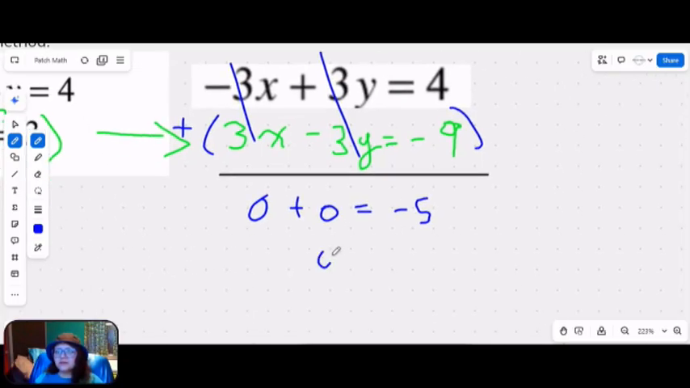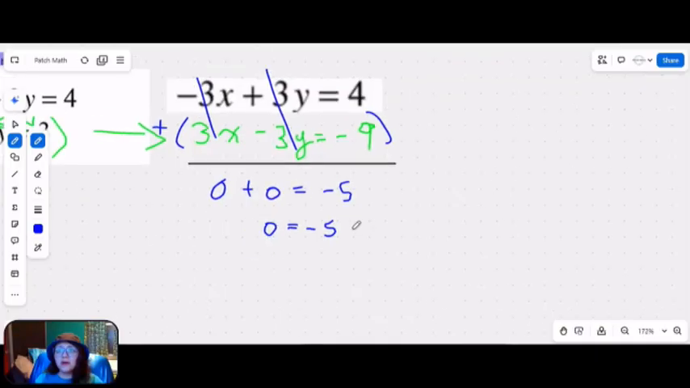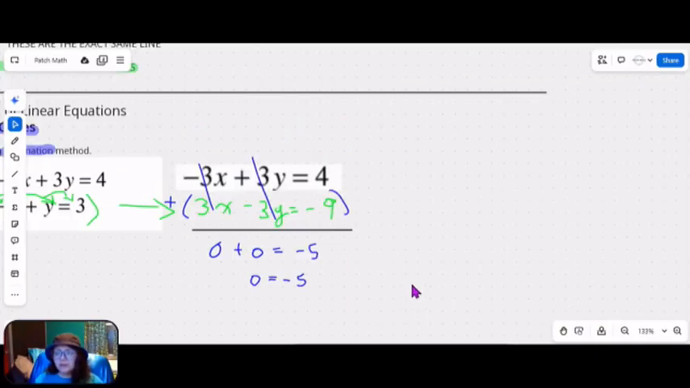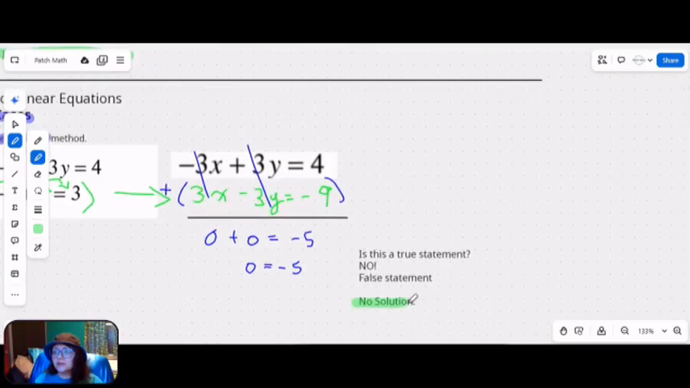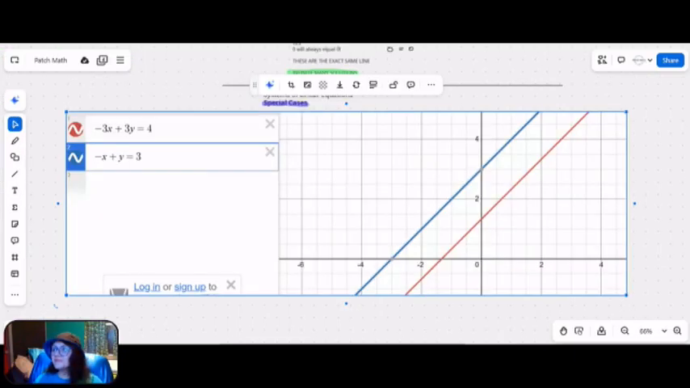This one is different than the third problem we did in the series because through the elimination method, we found a false statement. 0 will never equal negative 5. Therefore, there is no solution. That means these are parallel lines. They will never intersect. So I'm going to go ahead and grab that graph.